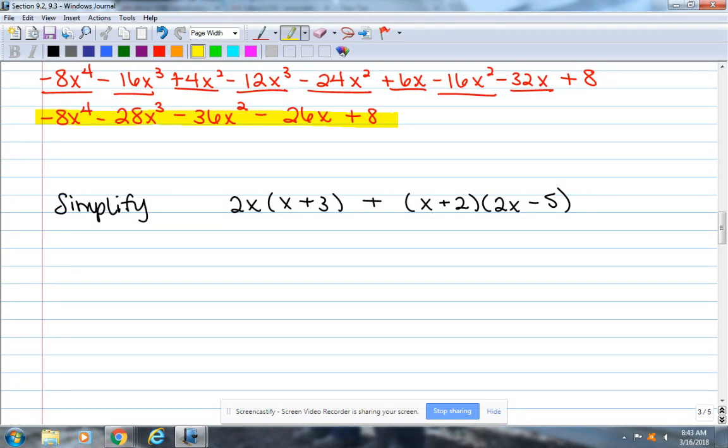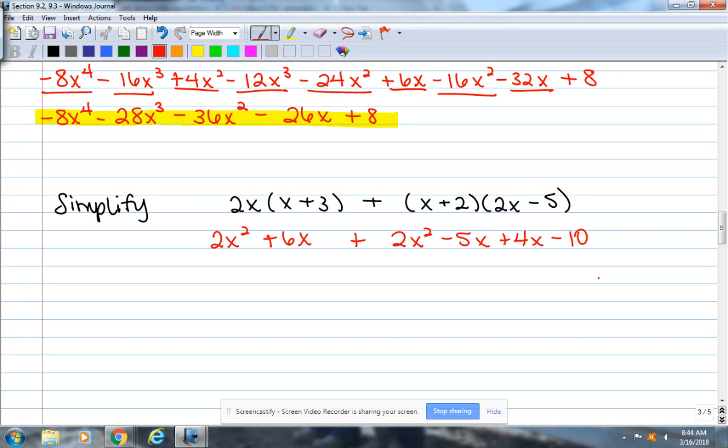Does that make sense? Okay, so let's just distribute the left, because we can do that in one step. What is 2x times x? 2x squared. What is 2x times 3? 6x. Okay, and then I'm going to distribute these, or FOIL it, whatever you want to call it. I'm just going to put a plus right here. And what's x times 2x? 2x squared. What's x times negative 5? And what is 2 times 2x? 4x. And what is 2 times negative 5?